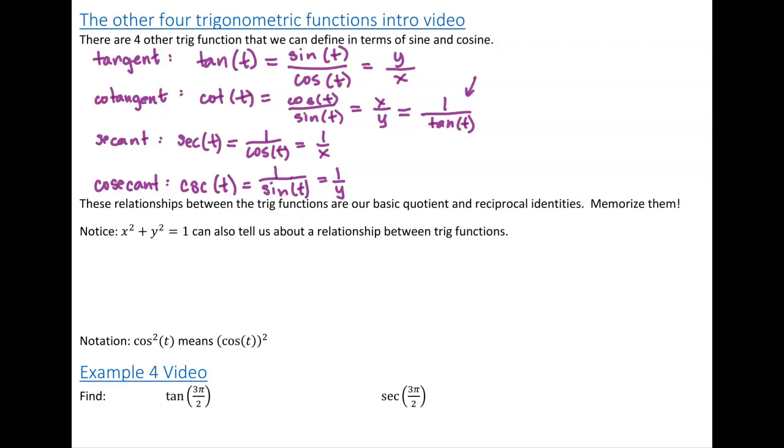So this is a great place for flashcards. Make flashcards for these, get them memorized as soon as possible. We will be using them constantly, so I think they'll stick fairly soon. But there are a few chunks of just straight memorization you're going to have to do in trig, and this is one of them.